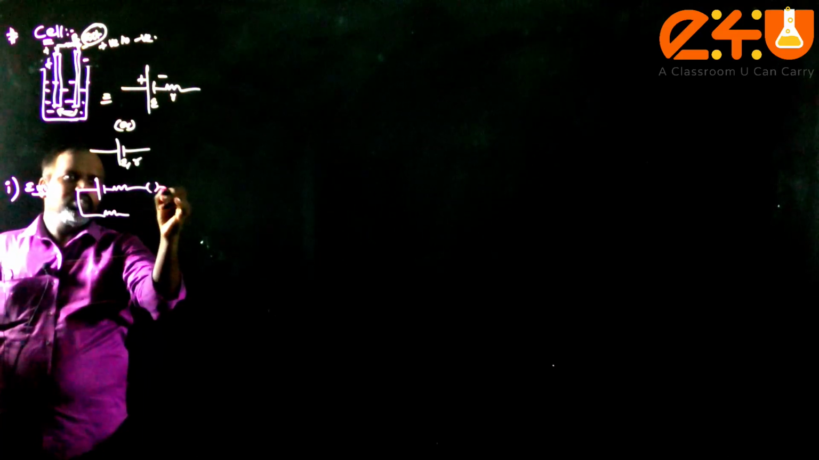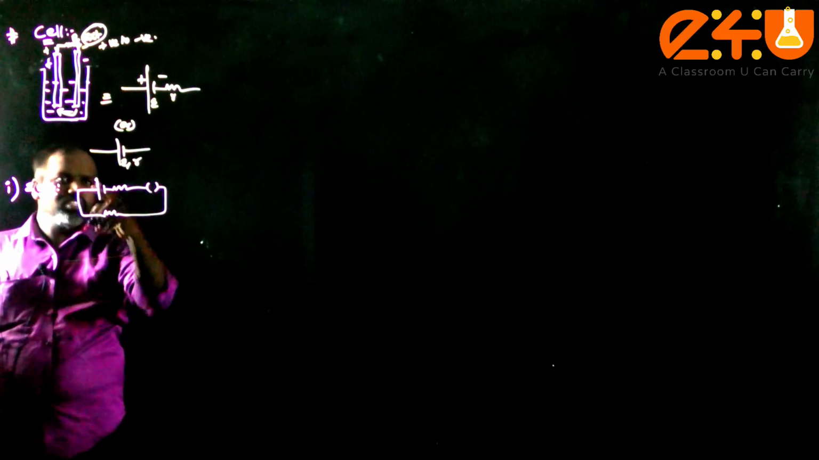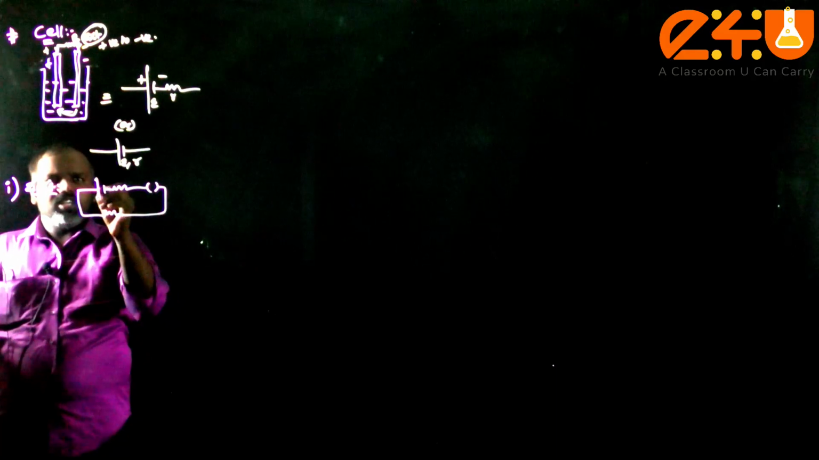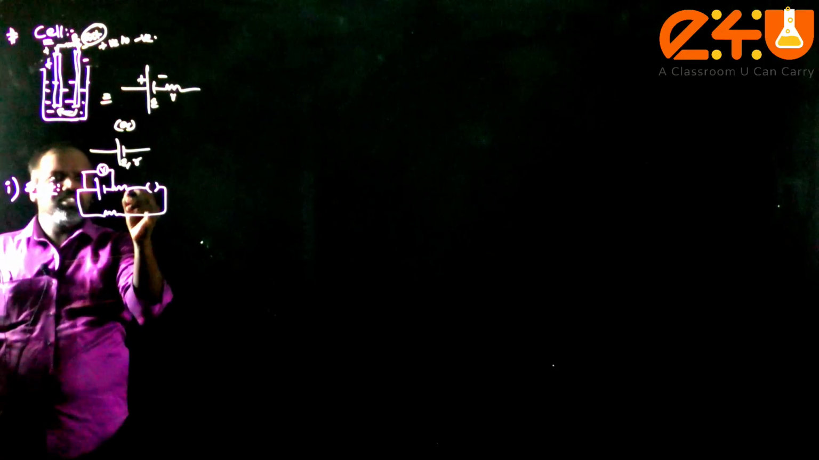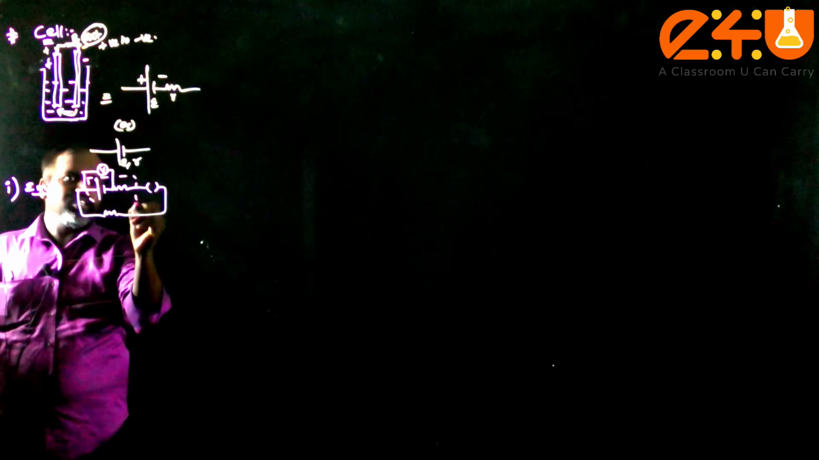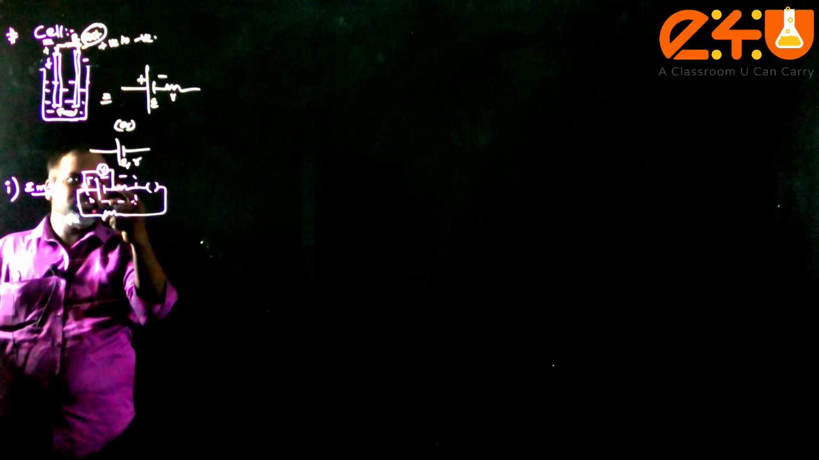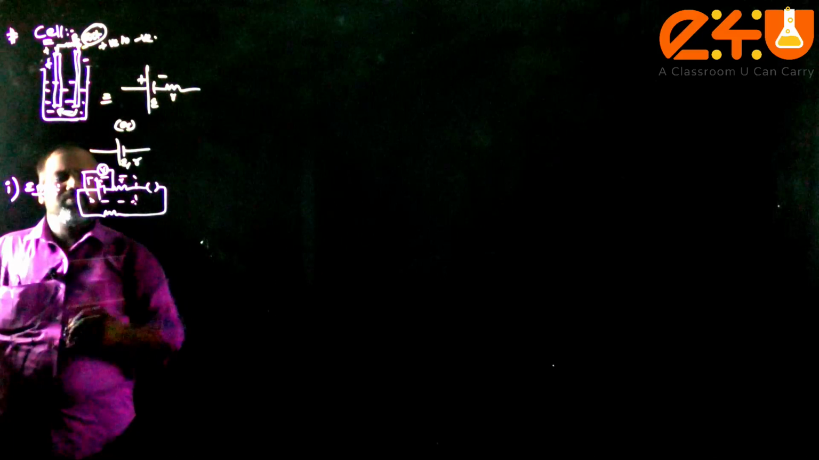So when the circuit is open, there is no current flow in the circuit. At that time, what is the maximum potential difference measured by the voltmeter? This is the cell arrangement. This dotted rectangle represents the cell arrangement with E and r.